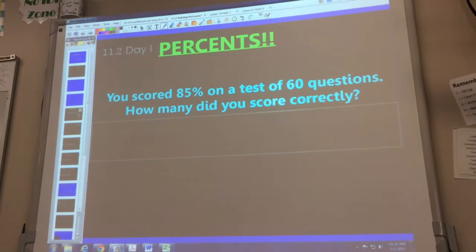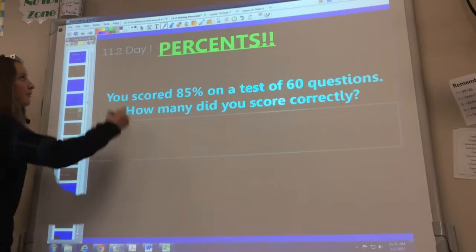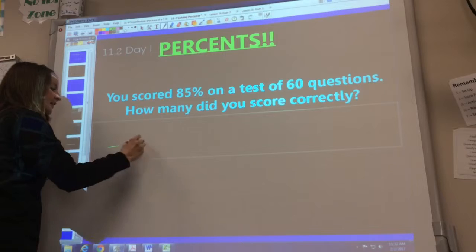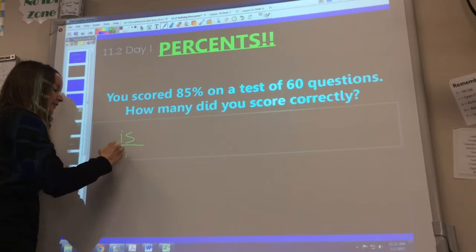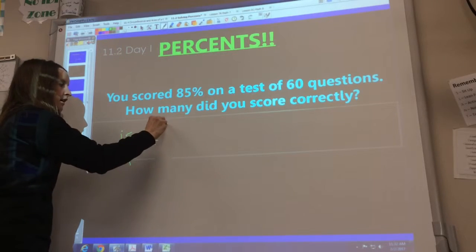All right. So today we have 11.2. We get to talk about percents, and we are still going to use proportions. All right? Can I tell you my shortcut method right away? Yes, please. Okay, everyone, if you only remember one thing today, it's that is over of equals percent over 100.